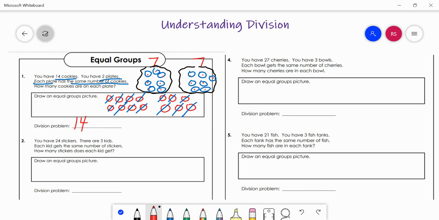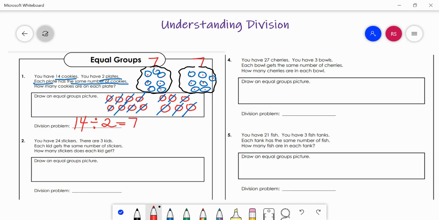I have two groups there. I've had two separate plates. So we're going to do 14, which is our total, divided by the number of groups that we have. We had two groups. And what did we get in each group? How many did we get on each plate?